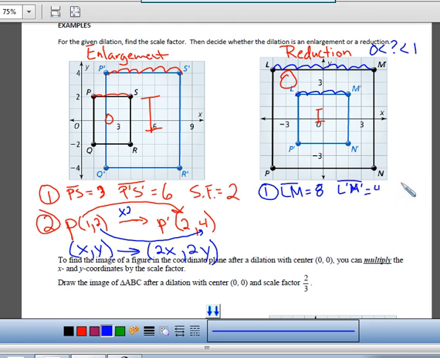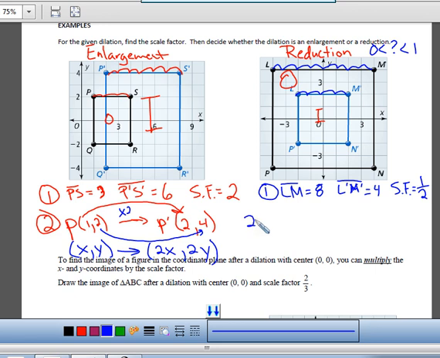Now some of you might be saying, oh, well, you divide by 2. We cannot think of it in terms of division. Or, well, if you do, you've got to remember that dividing by a number is the same as multiplying by the reciprocal. So if I divide by 2, multiplying then is by the reciprocal, or 1/2. So the scale factor is 1/2.